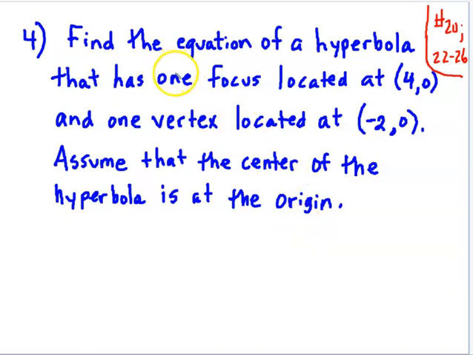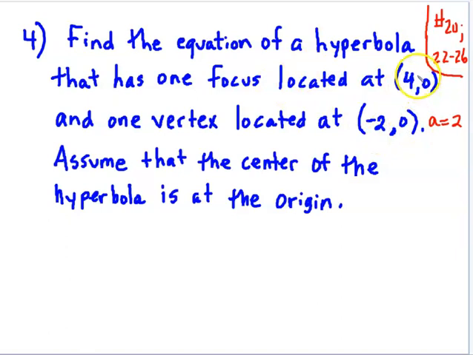Here we're told to find the equation of a hyperbola that has one focus located at 4, 0 and one vertex located at -2, 0. Okay, so the center, of course, is at the origin. That's going to be true for all of your hyperbolas. So we can go ahead and identify a as 2. A is the distance from the center to the vertices. So we have a vertex located here. That means obviously we have another one located at 2, 0.